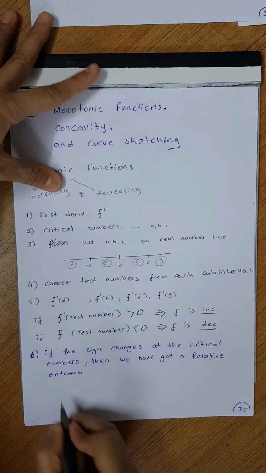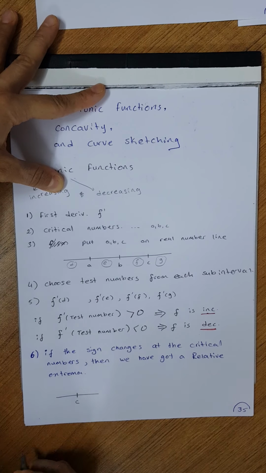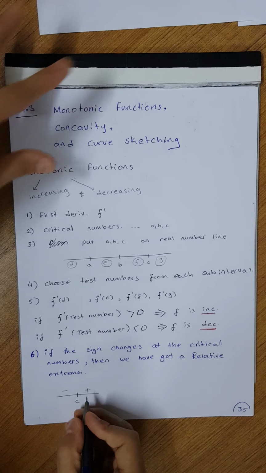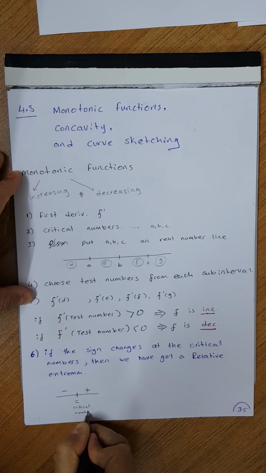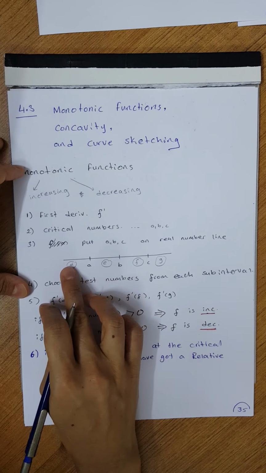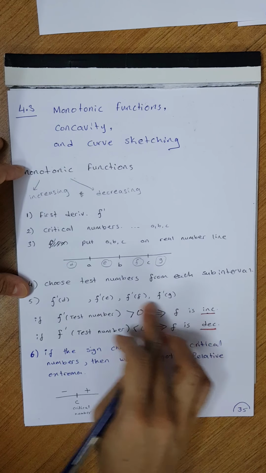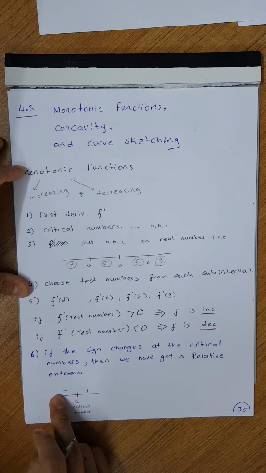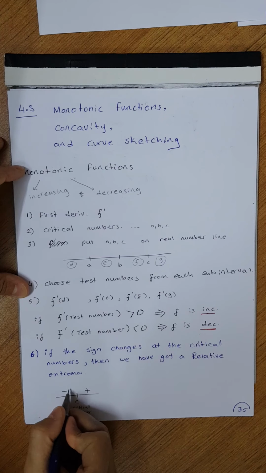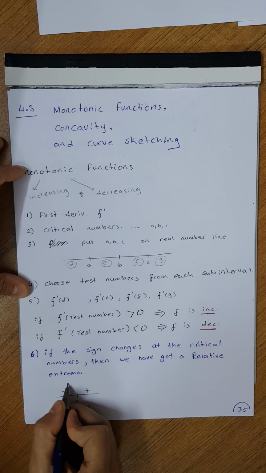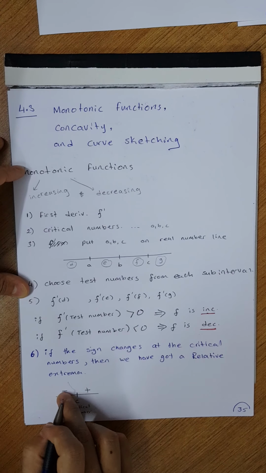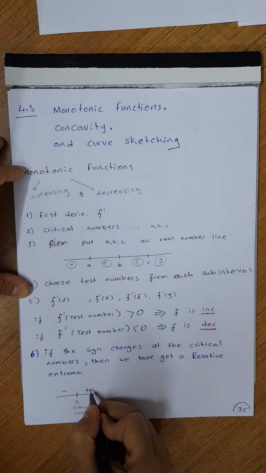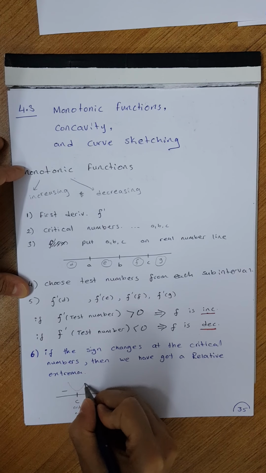For example, if I have a critical number here, and here is negative and positive, that's the critical number. When you have a critical number, you will check whether each side is positive or negative. If it goes from negative to positive, what does that mean? That means on the left side of the critical number the function is decreasing, because it is less than 0, a negative number. Then on the right side, it is increasing. Since it is increasing, the function will go up like that.